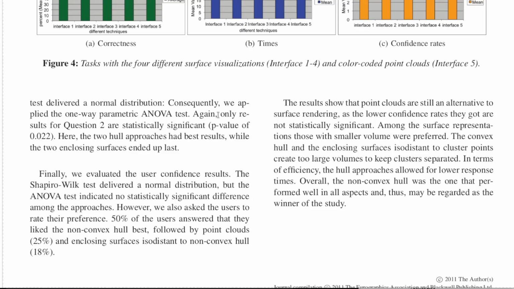The convex hull and the enclosing surfaces, isodistant to cluster points, create 2 large volumes to keep clusters separated. In terms of efficiency, the hull approaches allowed for lower response times. Overall, the non-convex hull was the one that performed well in all aspects and thus may be regarded as the winner of the study.